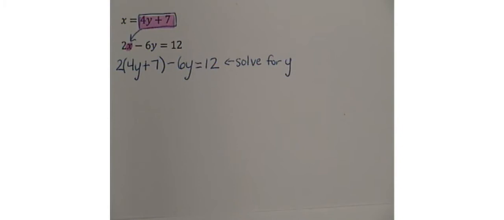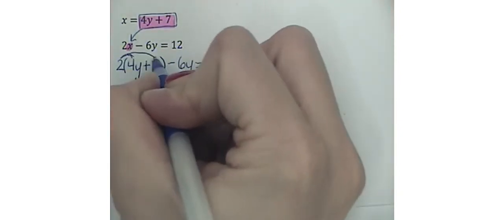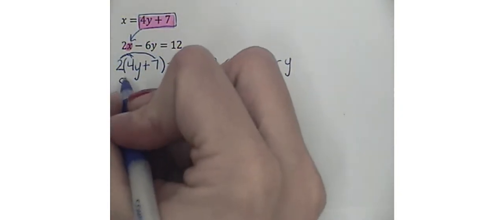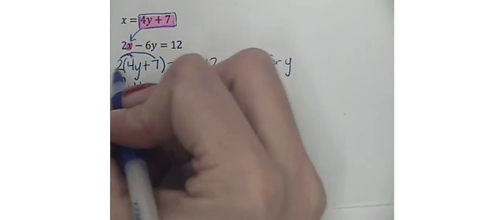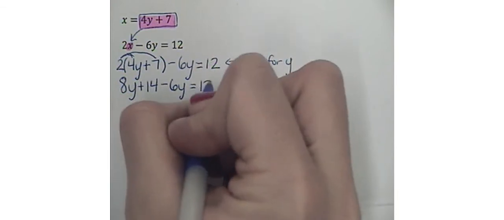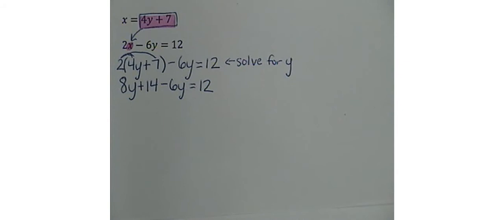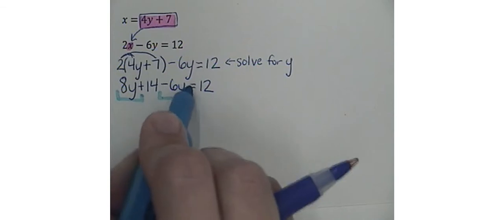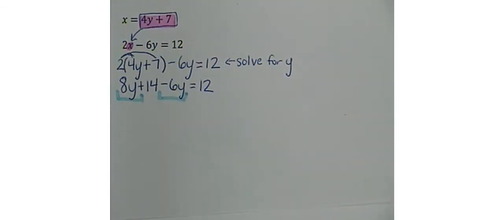So when we see a number in front of parentheses, that means we need to distribute. So multiply, multiply. 2 times 4 is 8, and then put the y, plus 2 times 7 is 14, minus 6y equals 12. Now I can see I have like terms here. I have an 8y and a negative 6y, and they're on the same side of the equal sign. So I'm going to combine like terms.